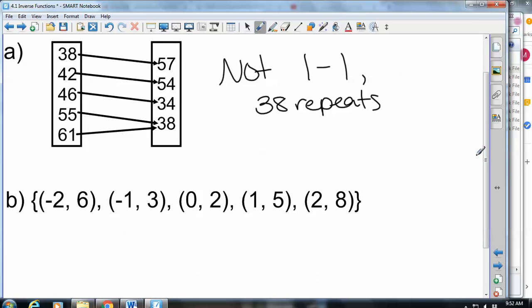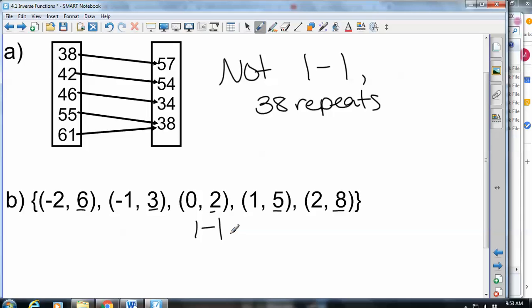B, is this one one-to-one? Yes, if you look at your y's, they are all different. So this one is one-to-one. I never have a y repeat.